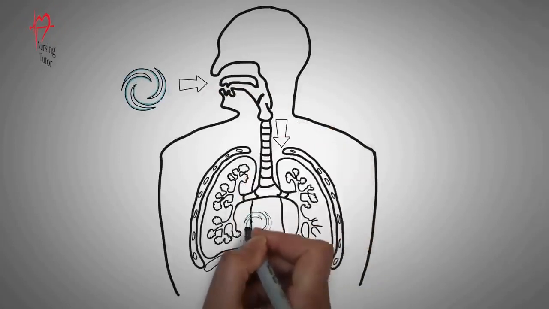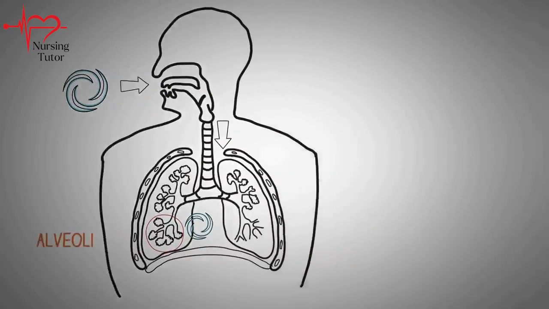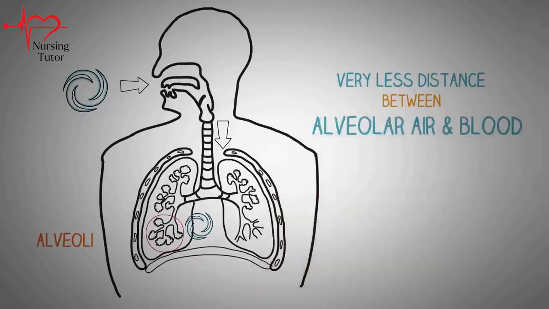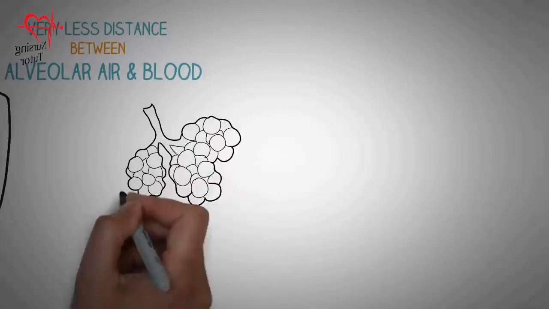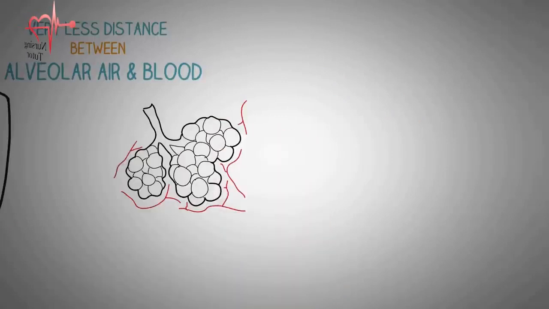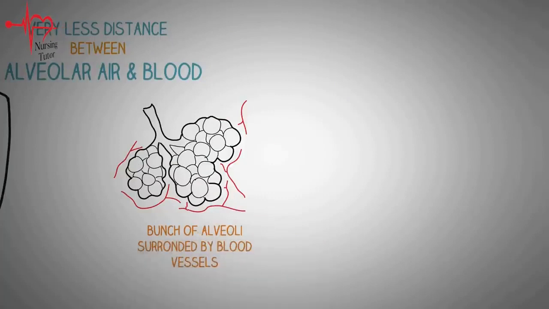So the air that we inhale passes through our respiratory tract deep into our body into a bunch of structures called alveoli. This is important to create a very small distance between the alveolar air and the blood. Now to understand this, take a closer look at this section of alveoli which are attached to the end of a respiratory bronchiole. You can see that a bunch of alveoli are surrounded closely by blood vessels.